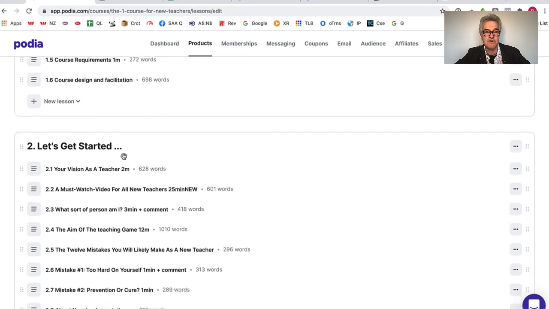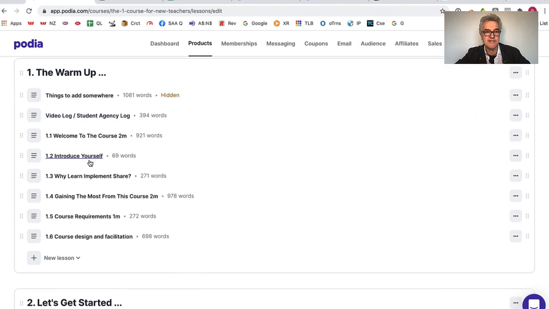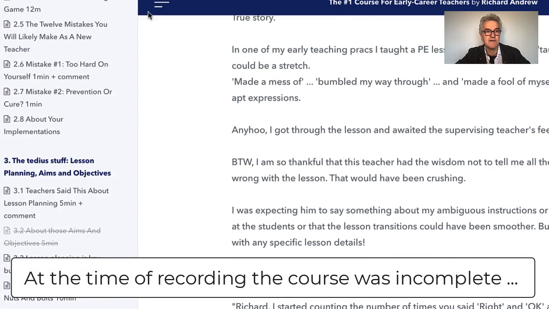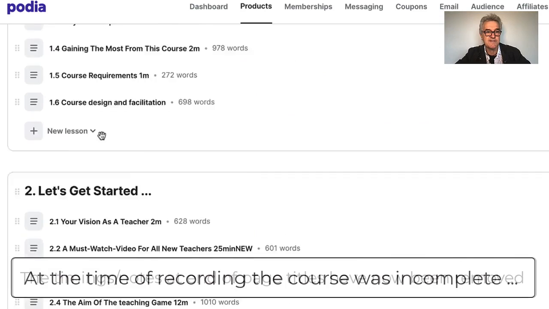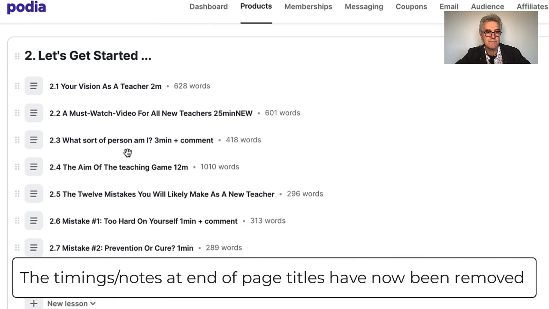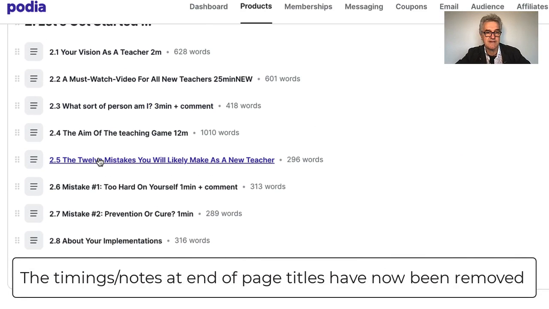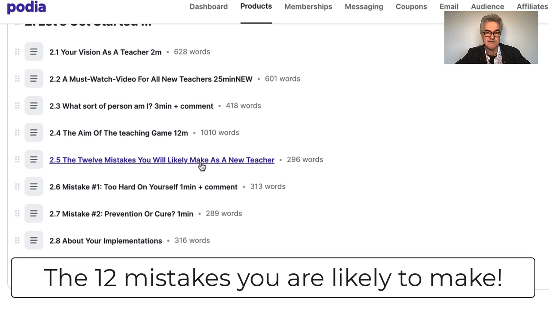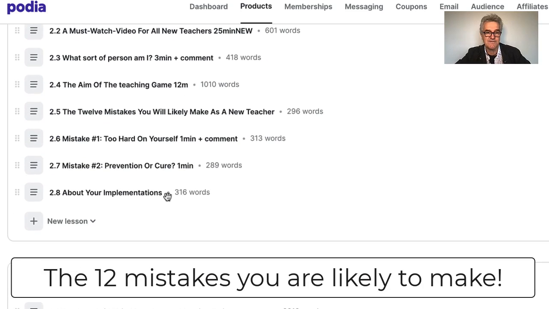Now, this is the edit mode, but this is the best way to look at the contents, and this is what the customer sees. So if I have to look at a page, I'll go over here. But for the contents, getting started, the vision as a teacher, you would have seen some of this in the free module, the 12 mistakes you would like to make unless you happen to do this course. So the first couple, too hard on yourself, prevention or cure.